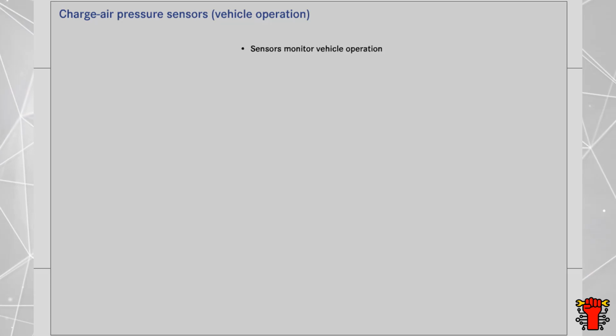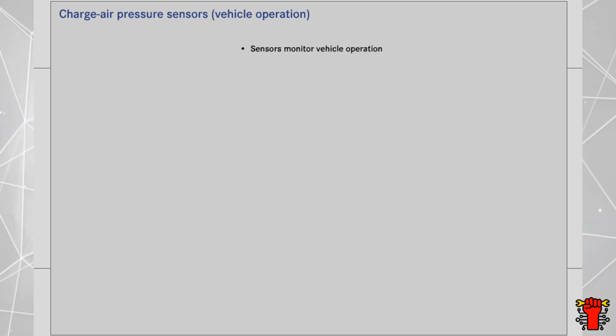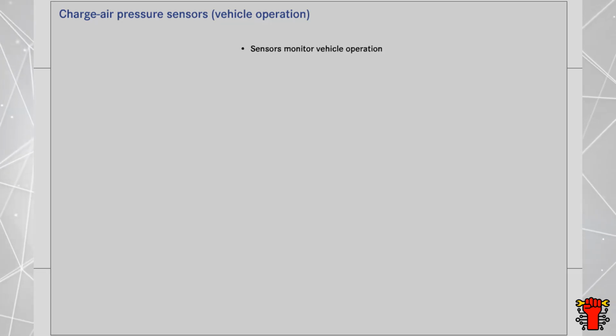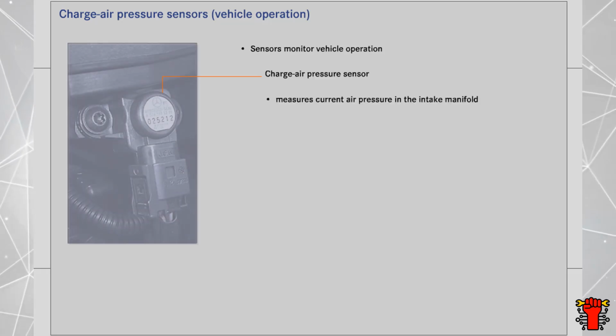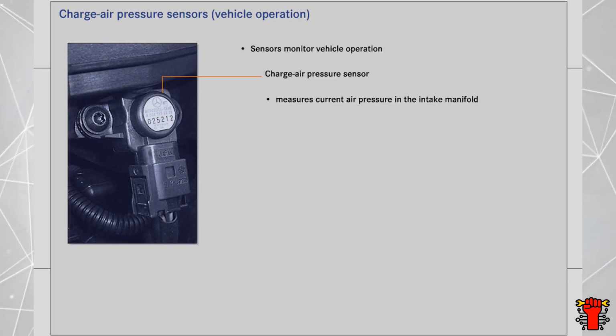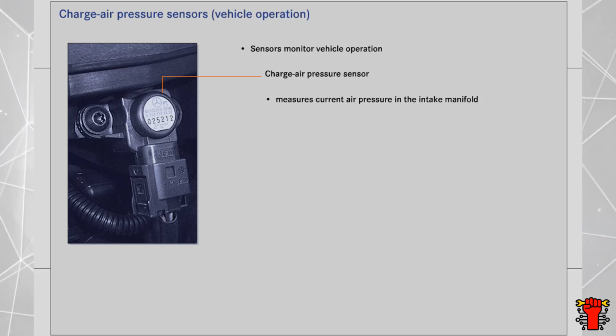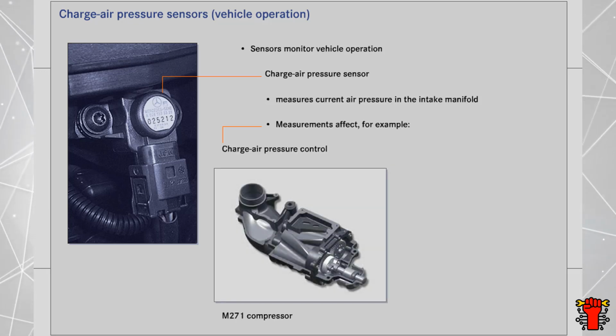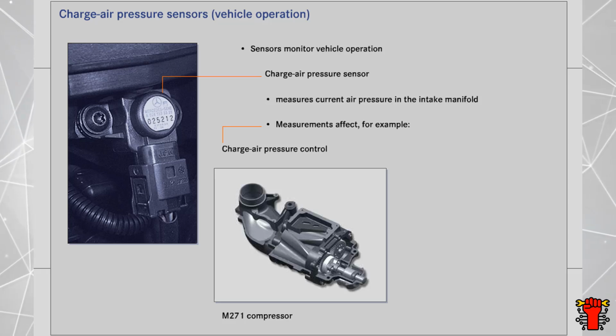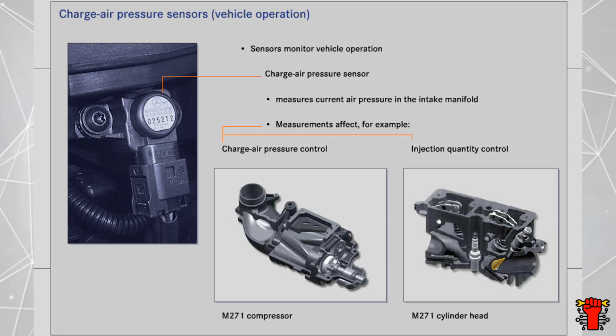Another important task of sensors is to monitor the operation of the vehicle and adapt this operation to the measured operating conditions. The charge air pressure sensor, for example, measures the current charge air pressure in the intake manifold. This information will influence the engine's charge air pressure control and injection quantity control, amongst other things.